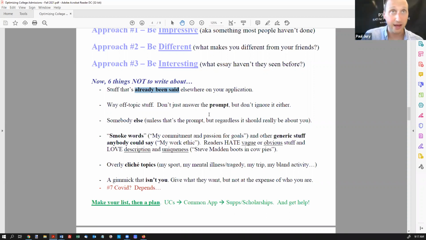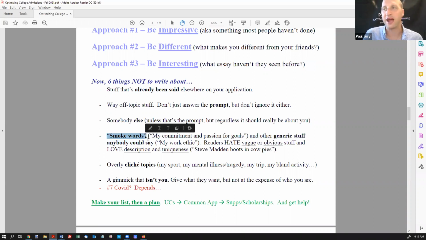Don't write about somebody else unless that's the prompt. But either way, it should really be about you. Sometimes I'll tell stories about people who wrote about their uncle that made a big impact on them. But if you read carefully, the essay is actually about them and what they did, even if another character plays a role. Be careful of what we call smoke words.